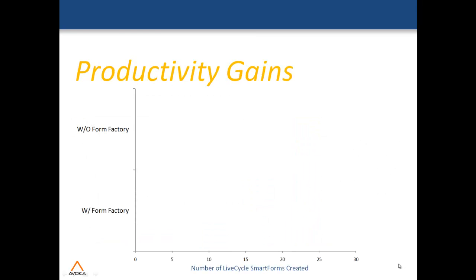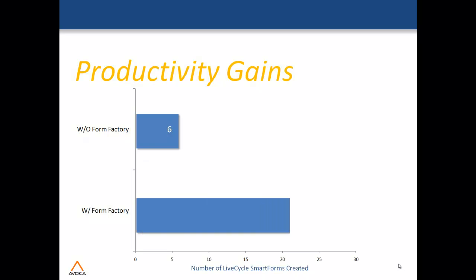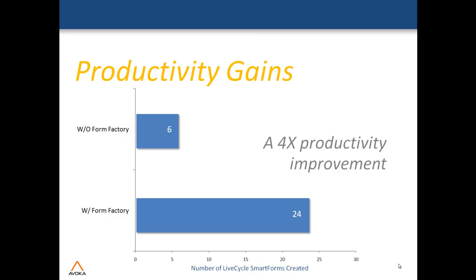So let's look at some of the productivity gains that this team achieved. First, before we were introduced into the project, they had a small LiveCycle Designer team that had produced 6 forms in about a 3-month time period. We introduced Form Factory into the development process, and that same team was able to create 24 forms in the next 3-month process, a 4x productivity improvement by introducing Form Factory into this development process.